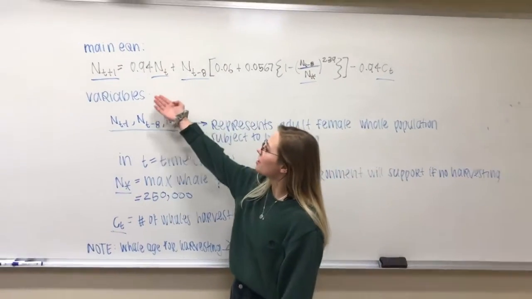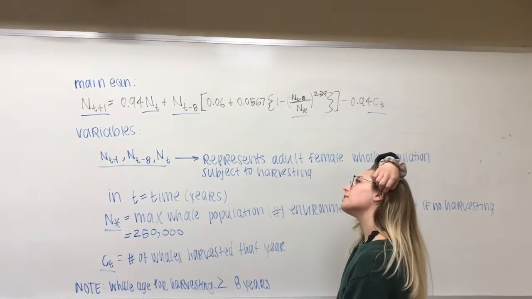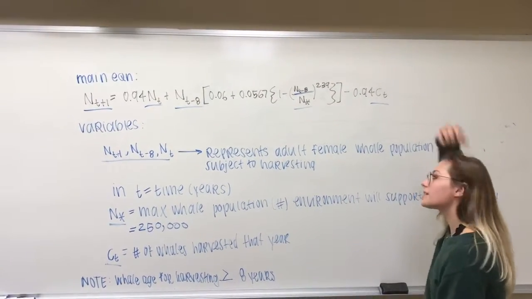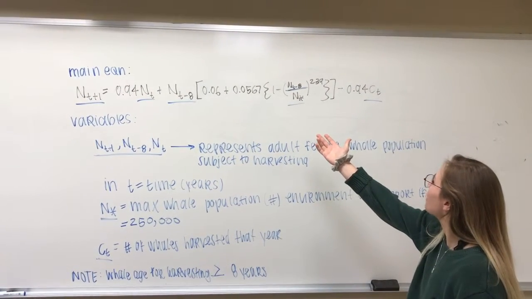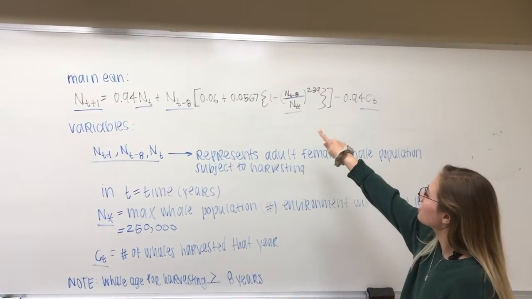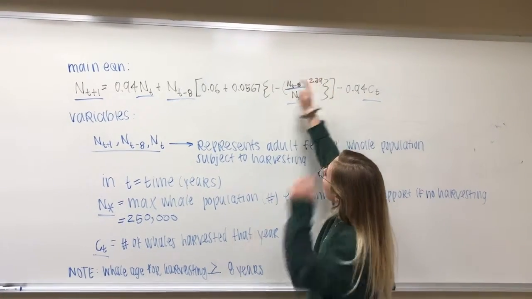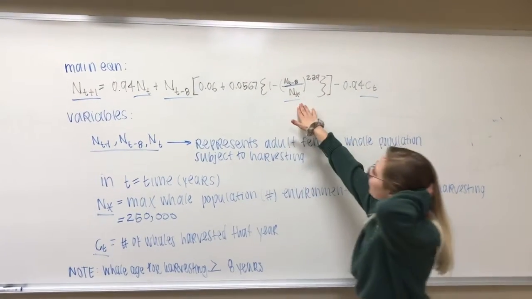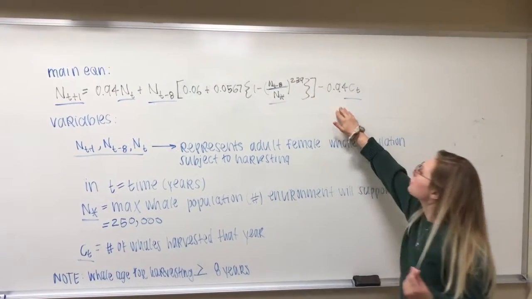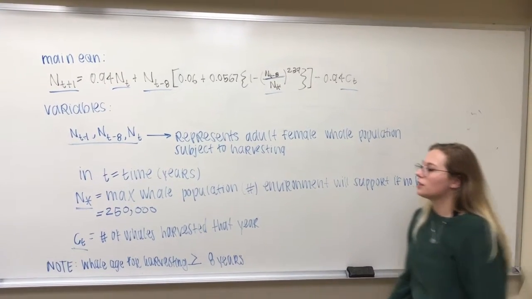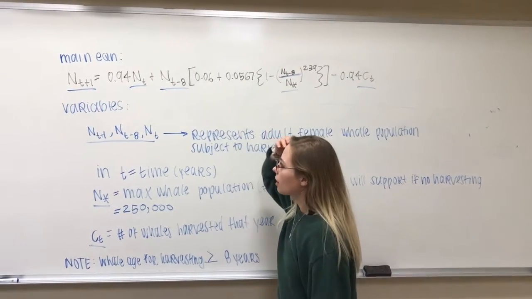This is the main equation: N sub t plus 1 is equal to 0.94 N sub t plus N sub t minus 8 times brackets of 0.06 plus 0.0567, whatever, I don't know what that is, but it's okay, times 1 minus N sub t minus 8 over N sub star to the power of 2.39, all minus 0.94 C sub t. So now we will go through and talk about what each one of these variables are.